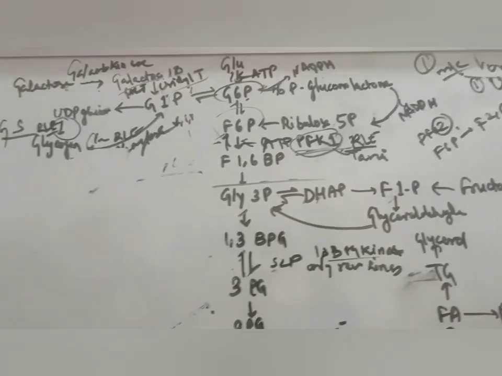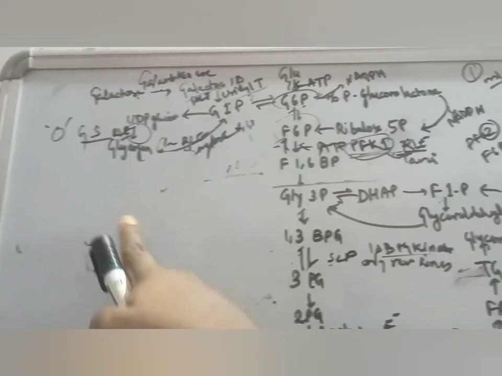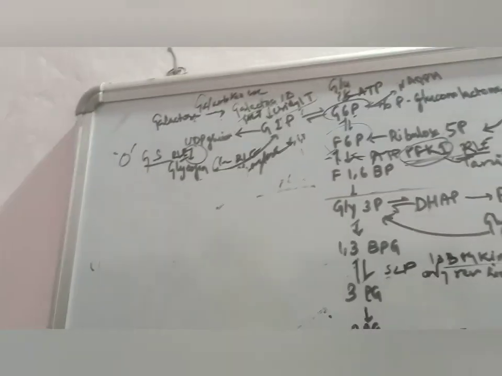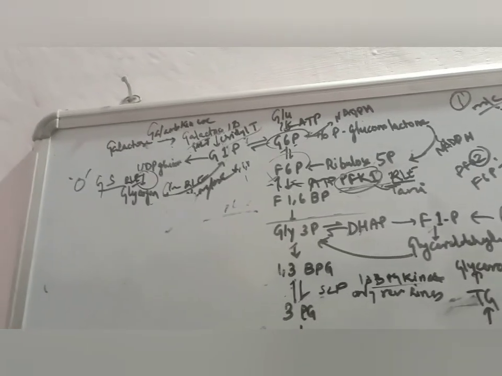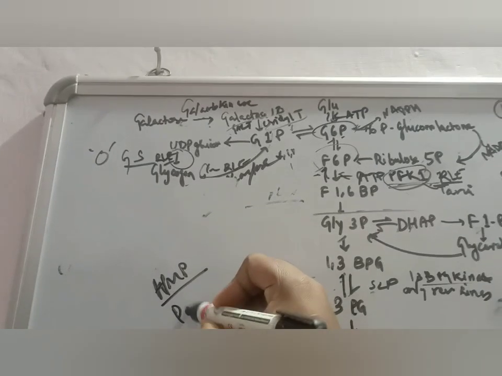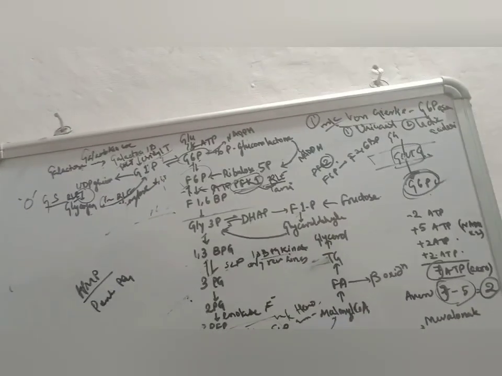Ribulose or ribose, whatever it is, this is a pentose sugar, which basically means it has 5 carbons, so that is why this is a pentose sugar. And therefore it is known as HMP, that is hexose monophosphate pathway or pentose phosphate pathway. This pathway. Okay. What else can I tell you about it?